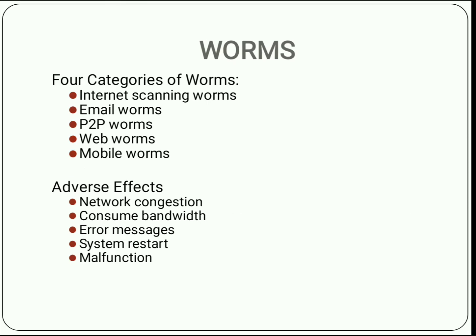There are five categories of worms: internet scanning worms, email worms, P2P worms, web worms, and mobile worms. Actually, in this module itself, we will be discussing each one of these, and let me just introduce each one. And the first one is internet scanning worm.